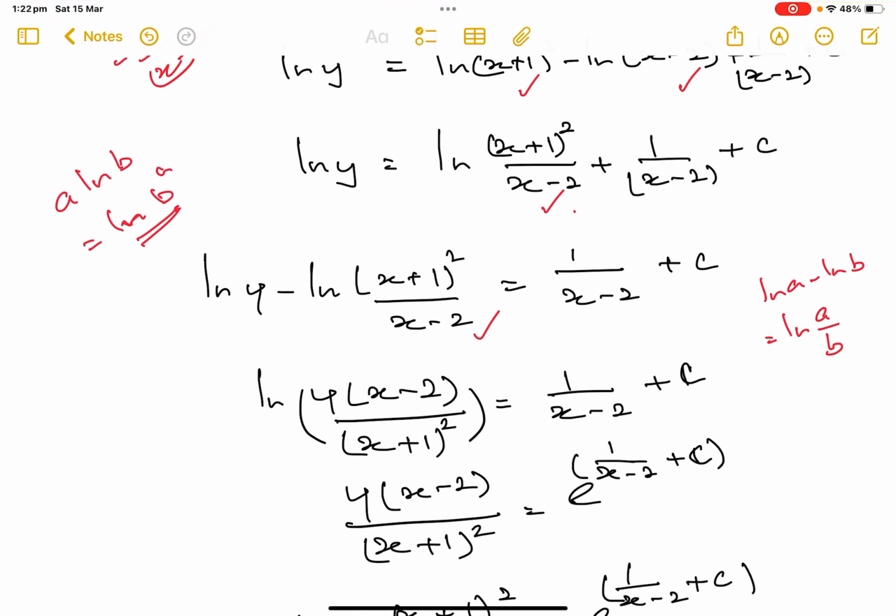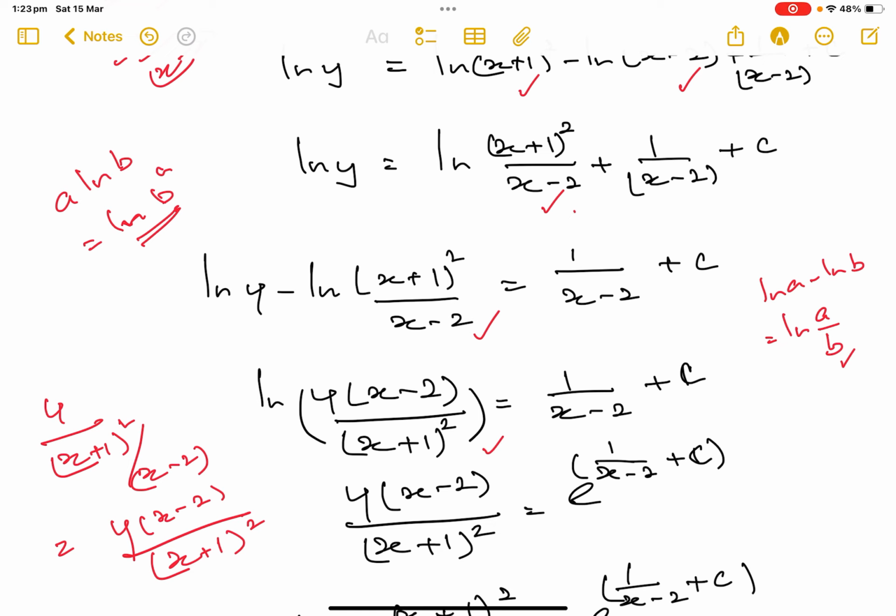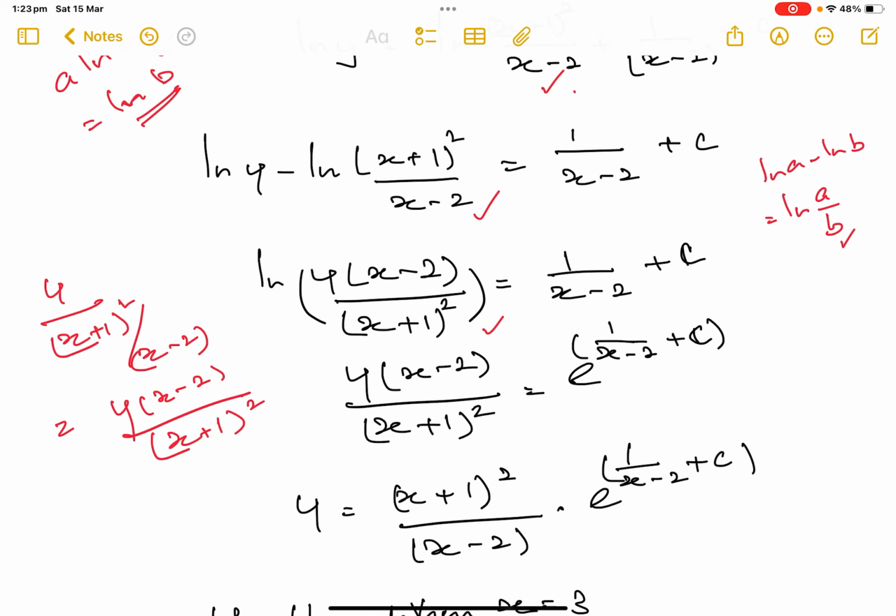If I could bring the ln to one side, so ln y minus ln (x plus 1) squared over (x minus 2) equal 1 over x minus 2 plus c. The same logarithmic principle, ln y minus ln (x plus 1), that is this one. If you could sort of rotate that, so y divided by (x plus 1) squared over x minus 2, that is equal to y times (x minus 2) divided by (x plus 1) squared. That is exactly what I did here. So ln of y times (x minus 2) over (x plus 1) squared equal 1 over x minus 2 plus c.